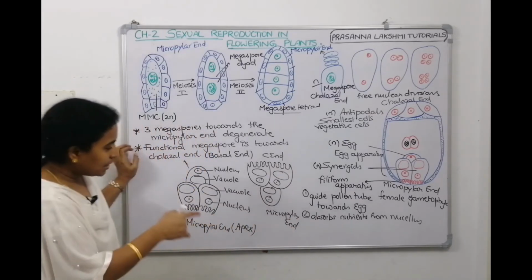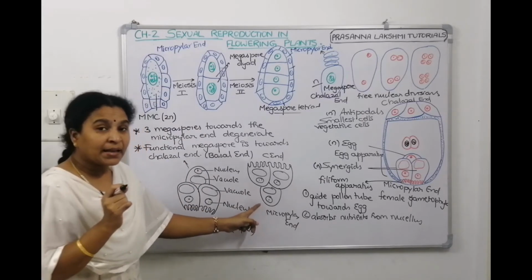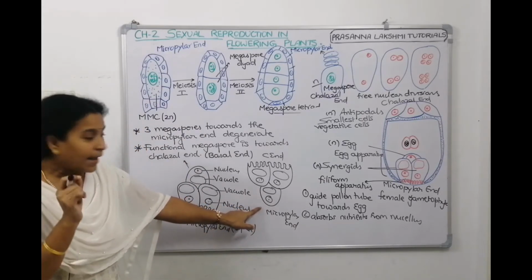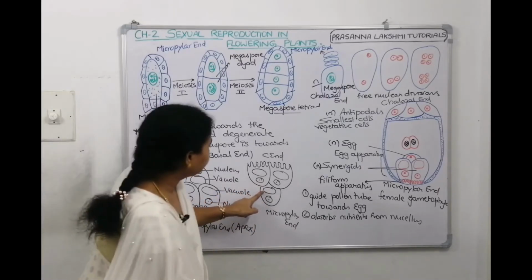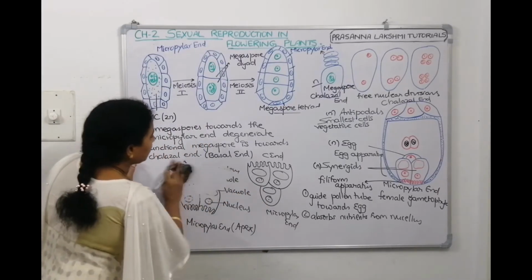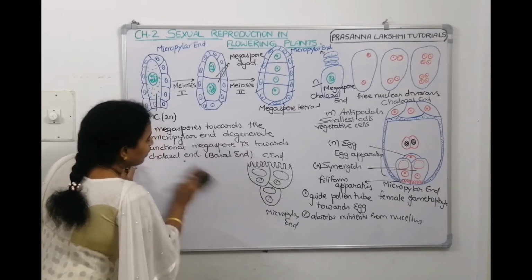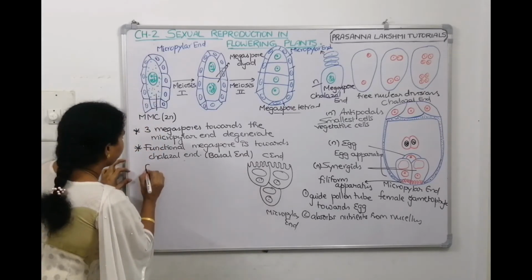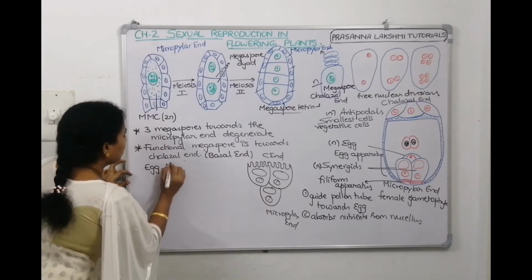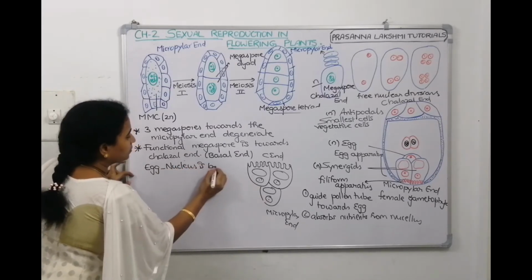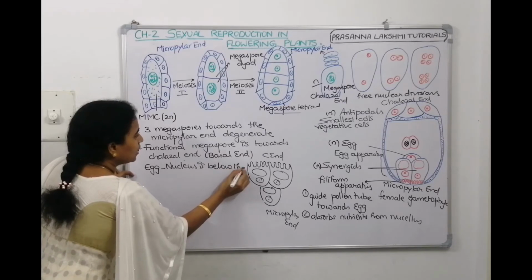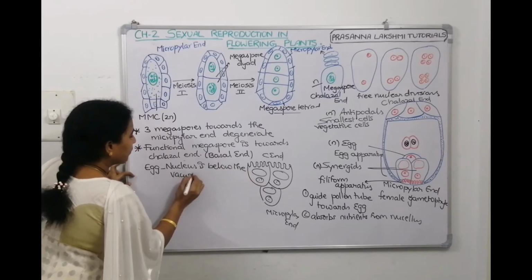Now, tell me, in this picture, where is the egg? The egg is situated below, right? In the egg, the nucleus is situated below, the vacuole is situated above. Now, if you have to tell me from this picture, in the egg, where is the nucleus located? The nucleus is below the vacuole.